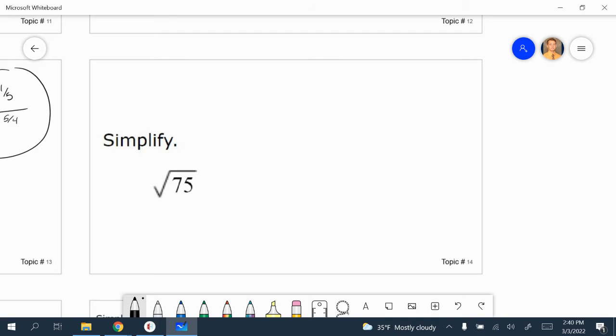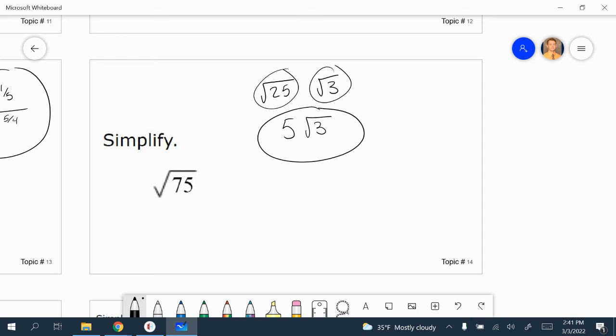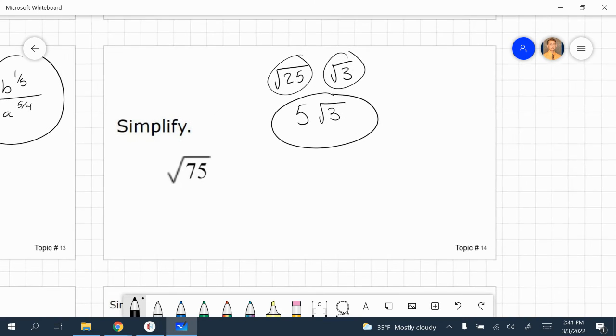Topic 14, I see I have the square root of 75. 75 is not a perfect square, so I can't square root that. But I know I can separate it into the square root of 25 and 3. I chose 25 because 25 is a perfect square. So the square root of 25 is 5. And that 3 is just going to have to hang out as a final answer. But again, the splitting up came from, I knew 25 times 3 was 75, and 25 is a perfect square. So you're going to have to find your perfect squares.